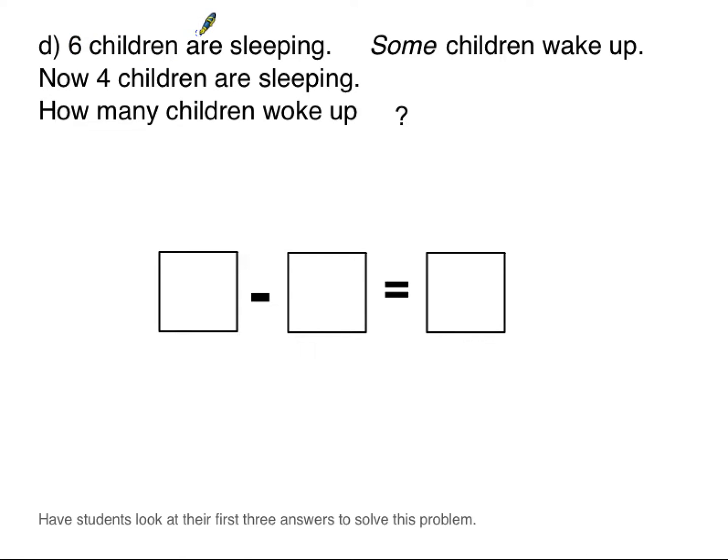6 children are sleeping. Some children wake up. Now 4 children are sleeping. So we started with 6 sleeping kids. We don't know how many woke up. We do know that 4 are still sleeping. So let's grab the 4. 4, 5, 6. That's 2 fingers.